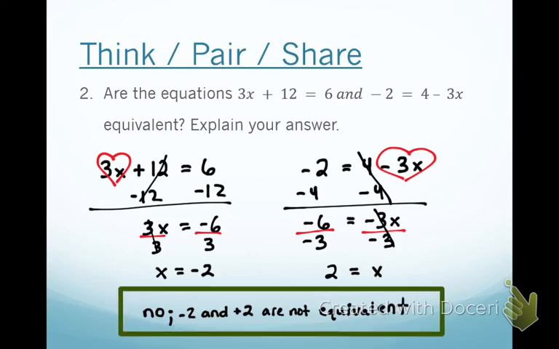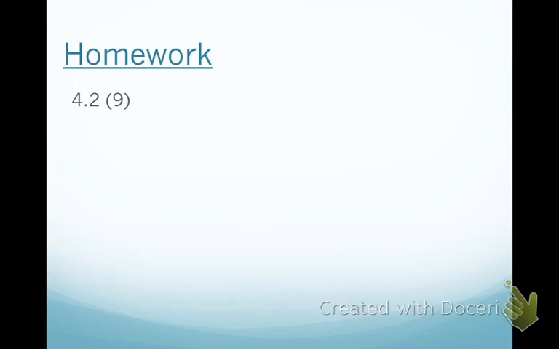All right, are there any questions about how we did that? All right, so tonight for homework, I want you to go ahead and label your paper. It is 4.2, and it is 9 problems tonight for homework on the Big Ideas Math website.